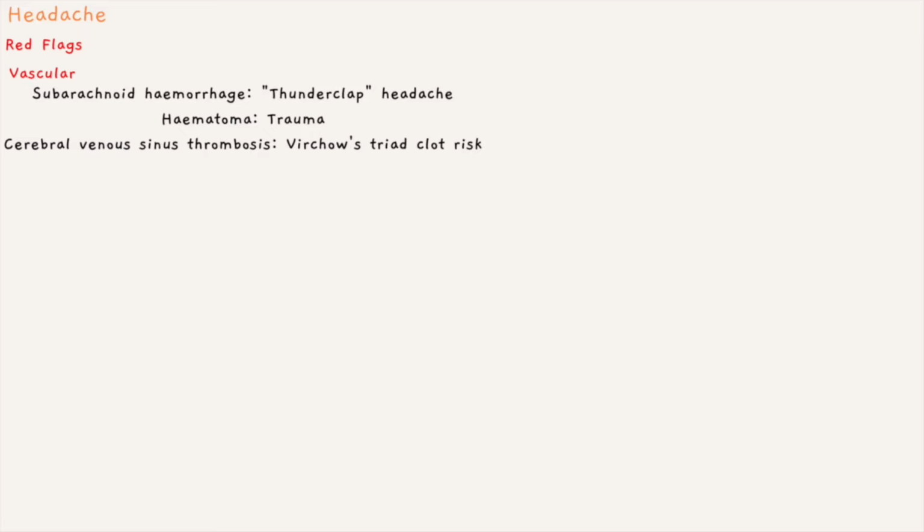If the patient has factors in accordance with Virchow's triad, they may have cerebral venous sinus thrombosis. Infective causes include meningitis and encephalitis, and these are flagged by neck stiffness, phonophobia, so sensitive to sound, and photophobia, sensitive to light.